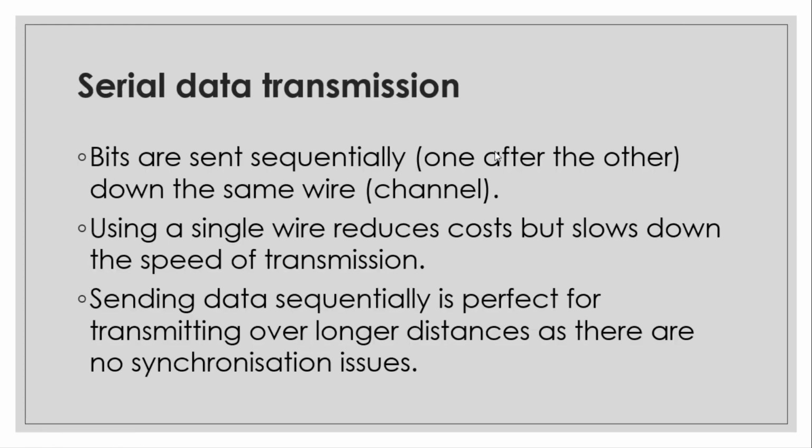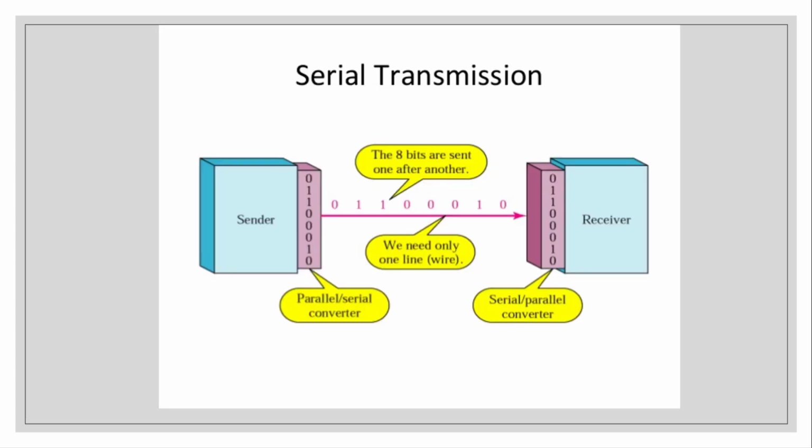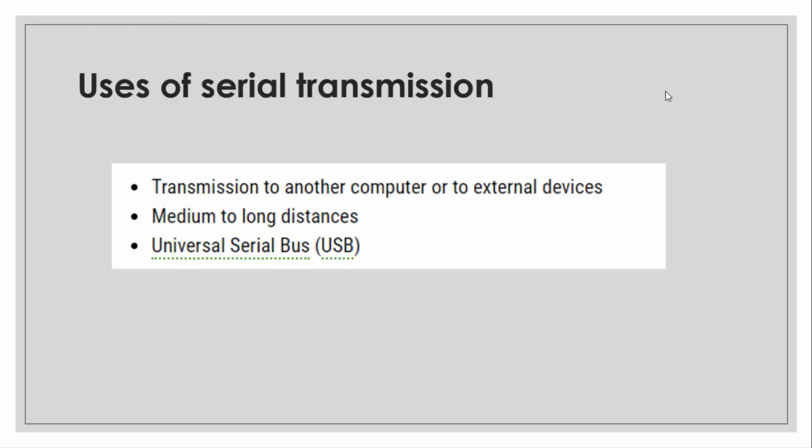We use a single wire. As such, it reduces costs but slows down the speed of transmission. Sending data sequentially is perfect for transmitting over long distances, as there are no synchronization issues. Bits are sent in a particular order, and there is no need for the bits to be reorganized at the receiver end. Therefore, there are no synchronization issues.